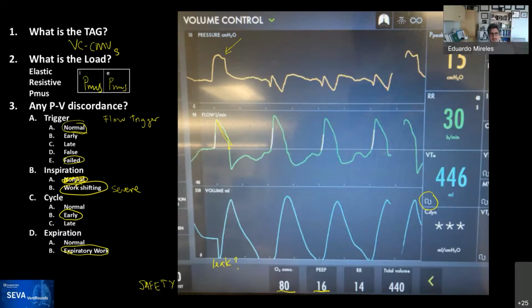And there's severe work shifting here, as you pointed out. These are all markers. I put this as the baseline. All this area that I'm putting in yellow is areas of work shifting, because it's severe work shifting, the one that we suspect hurts the patient. So the trigger seems to be normal for the breaths that the patient triggered.